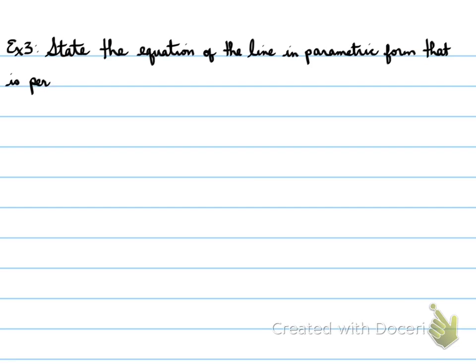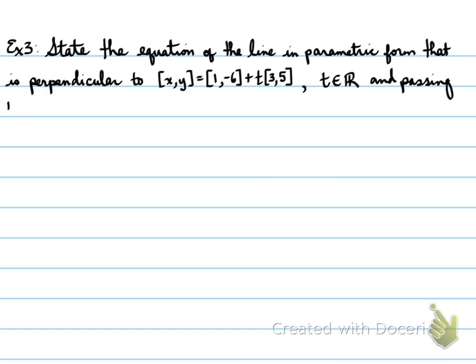Now, example 3: you're asked to state the equation of the line in parametric form that is perpendicular to this particular vector equation and passing through this particular point. So we need the equation of a line in parametric form that's perpendicular to this and passes through this point. That's our fixed point right there. Okay, so our direction vector is what's going to be important.